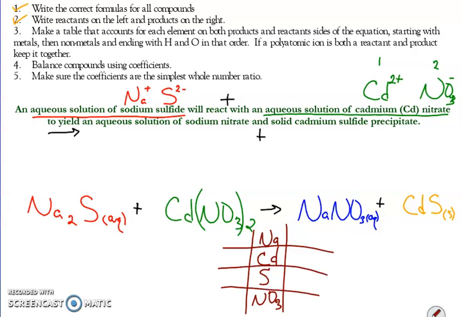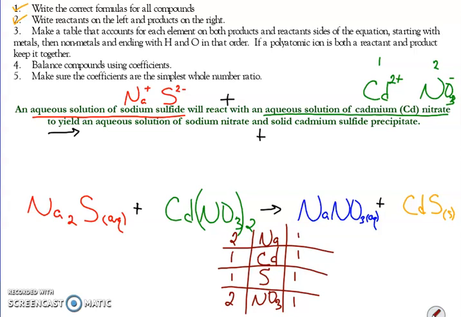On the reactant side, on the left side, we have 2 sodium atoms, 1 cadmium, 1 sulfur, and 2 nitrates. On the product side, I have 1 sodium, 1 cadmium, 1 sulfur, and 1 nitrate. Now we can see the sodium and the nitrates are not balanced.